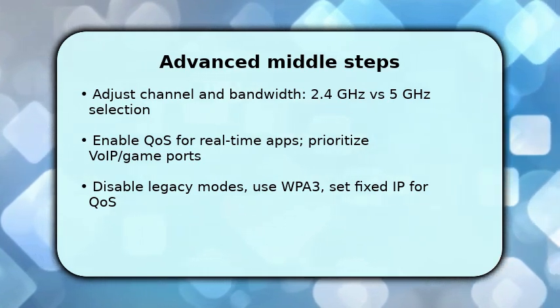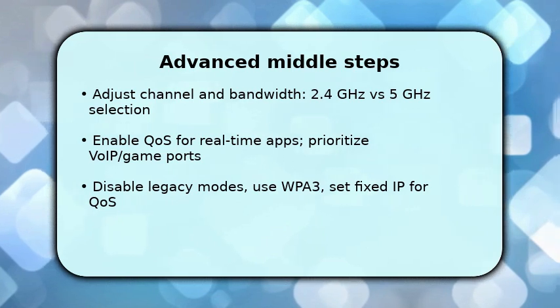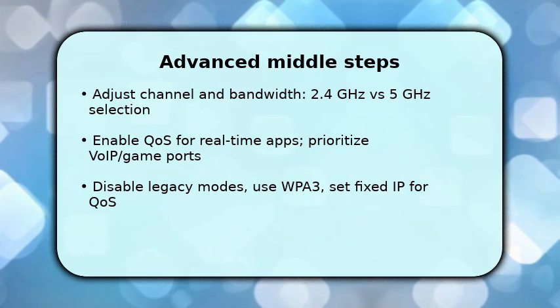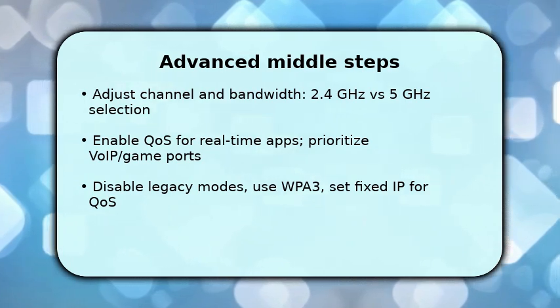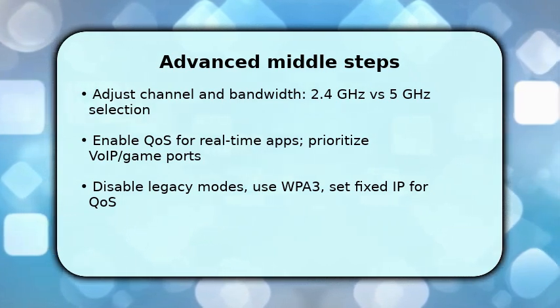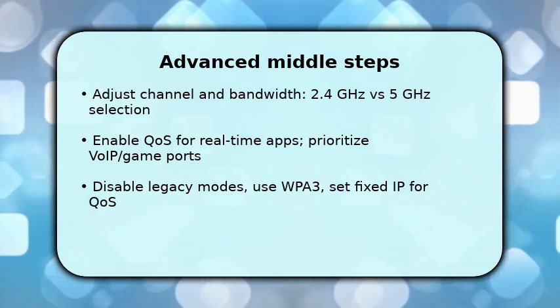Make sure to disable legacy 802.11b/g modes that slow mixed networks, and set fixed IPs for devices you prioritize so rules stay consistent. Finally, test again to compare improvements and iterate as needed.